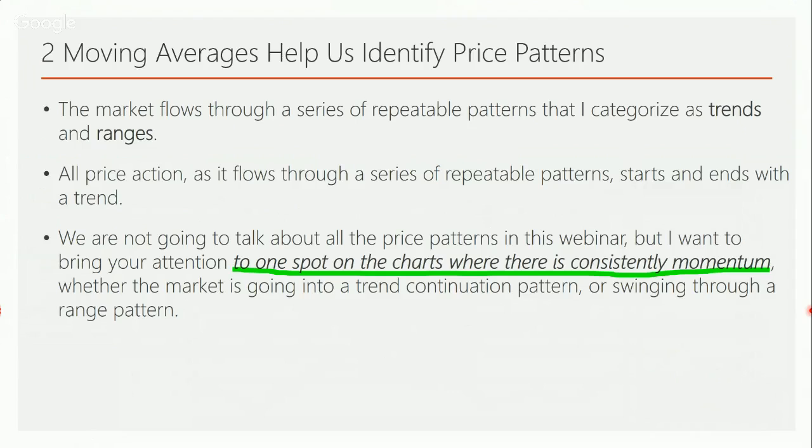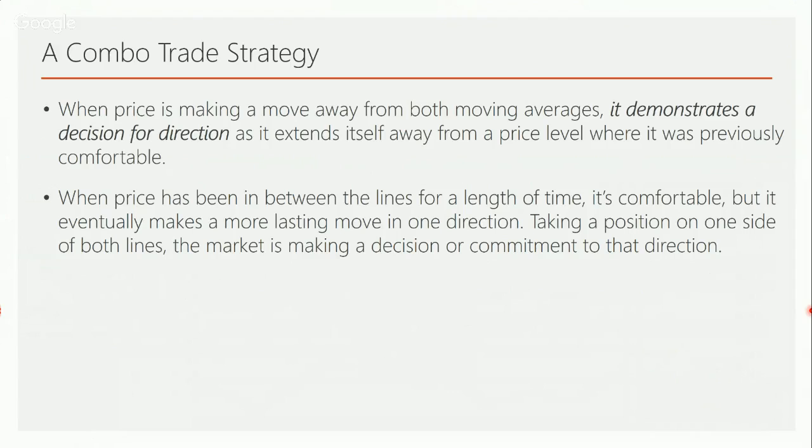attention to one spot on your charts where there's consistently momentum, whether the market is going into a trend continuation pattern or a trend pattern, or whether it's swinging into a range pattern. There's one spot on your charts where there is consistently momentum. When price is making a move away from both lines, it demonstrates a decision for direction as it extends itself away from a price level where it was previously comfortable.